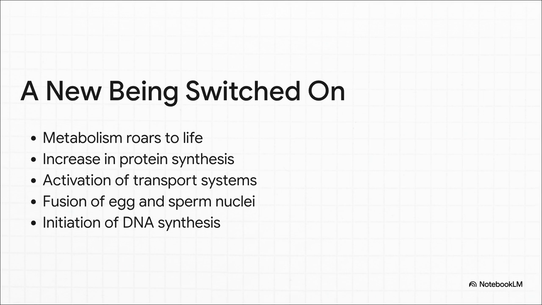And that initial spark just sets off a massive chain reaction. The cell's whole metabolism just roars to life. Protein production, which was pretty low before, just shoots up dramatically. Nutrient transport systems switch on. And, most importantly, the cell gets ready for the two nuclei to fuse, and it starts making new DNA for that very first cell division.